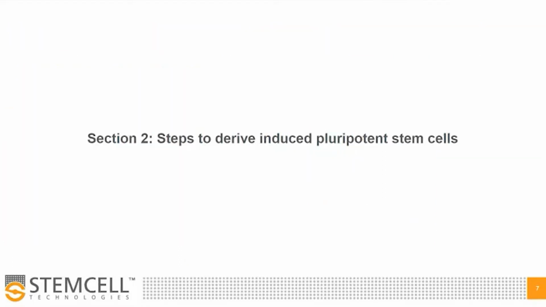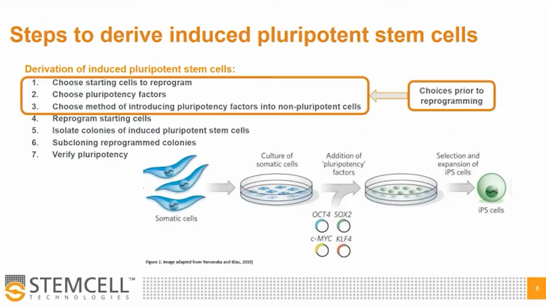Section 2, Steps to derive induced pluripotent stem cells. There are several steps in generating induced pluripotent stem cells from somatic cells. Firstly, one needs to choose the somatic cell type as starting cells for reprogramming. After choosing starting cells, reprogramming factors should be chosen, and the delivery method for transfection as well as culturing conditions should also be considered. These are the strategic choices prior to reprogramming.